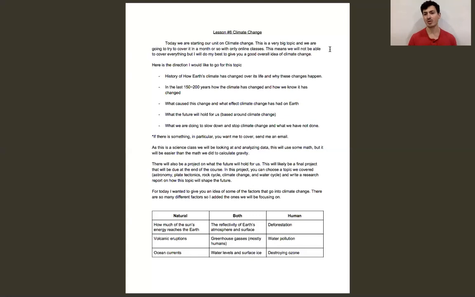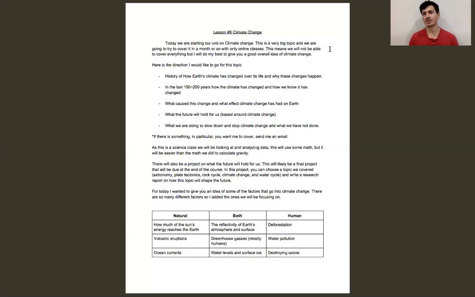And then from here, I want to look at how we can use science to predict the future, to predict how Earth will look in 10 years, 50 years, 500 years, based on what we're doing today. And then I actually want to make a project out of this, which I'll get more into later. So that will wrap up anything about how the climate is changing.